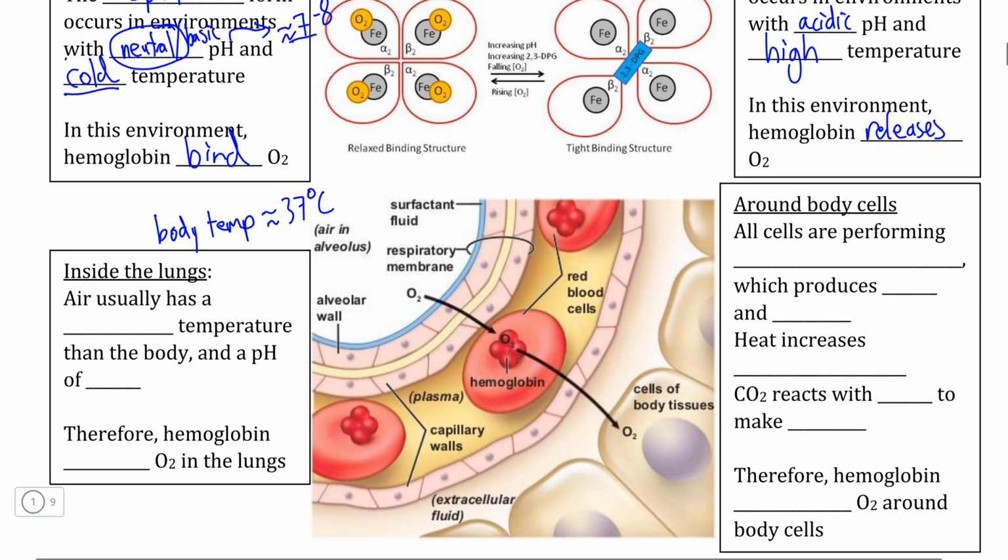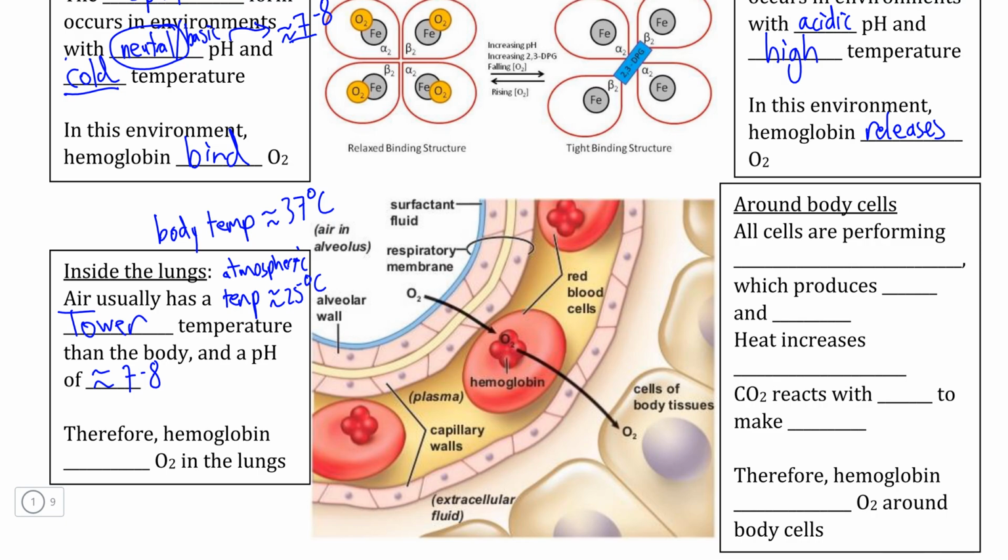I personally would not want to stay outside for very long if this was the atmospheric temperature. This means that air in the atmosphere usually has a lower temperature than that of the body. We define atmospheric temperature as being approximately 25 degrees Celsius, and that's an average across the entire year. But this is more than 10 degrees cooler than body temperature, and generally has a pH inside of the lungs of approximately 7, although it might be slightly basic in the lungs due to some residual base.